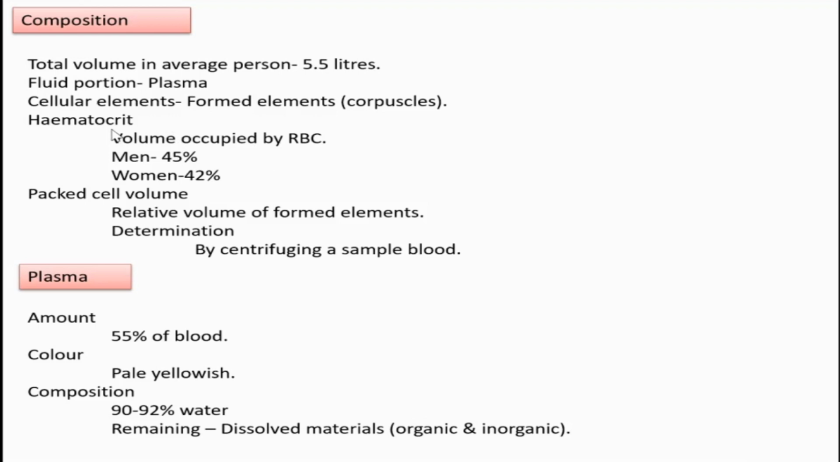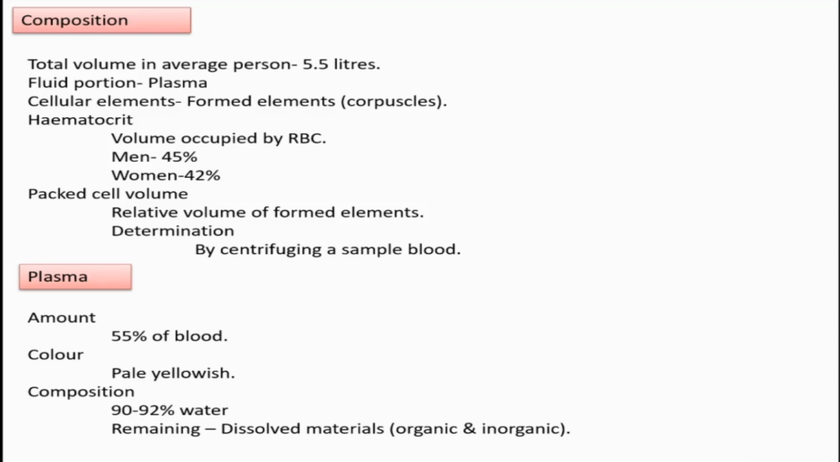And above that, what settles? Leukocytes, that is WBC, settle. And above the leukocytes, platelets form a thin layer. In this way, after centrifugation of a given blood sample, different constituents of blood settle down. First, at the bottom of the test tube is the RBC, above that WBC, and on the top will be plasma.